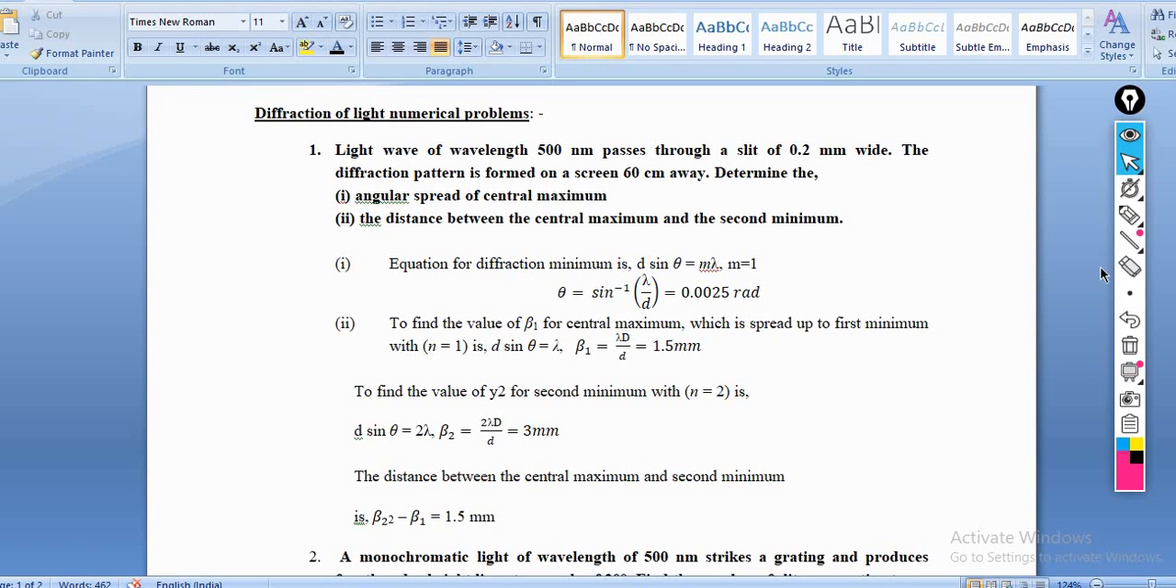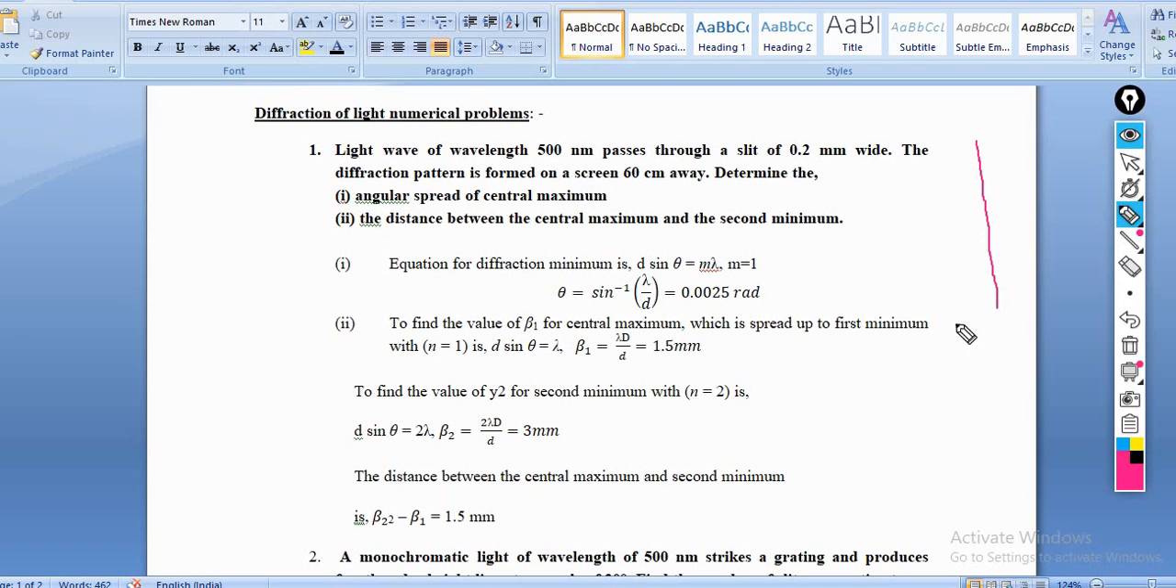Hello. Today we will discuss some of the numerical problems related to diffraction of light. So let's start. First problem: a light wave of wavelength 500 nanometer passes through a slit 0.2 millimeter wide. The diffraction pattern is formed on a screen 60 centimeter away. Now you have to determine the angular spread of the central maxima and the distance between the central maxima and the second maxima.